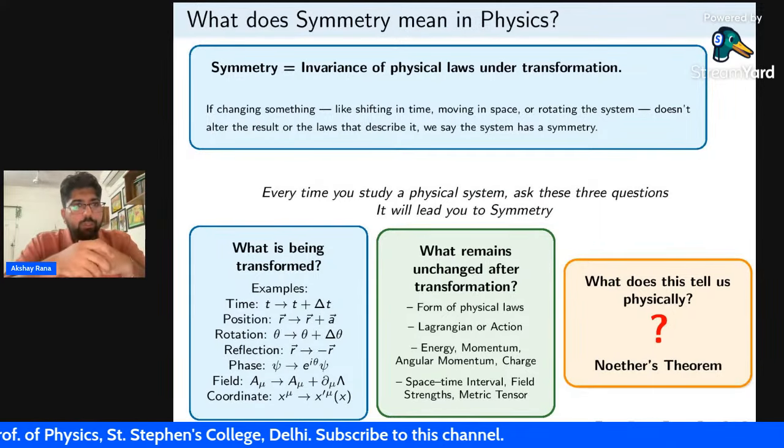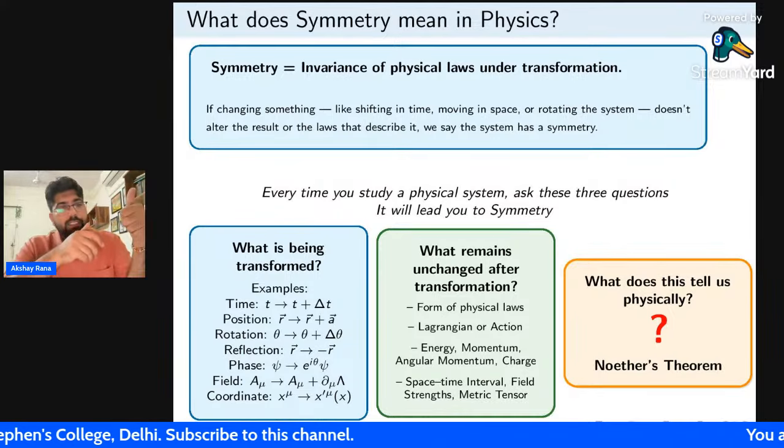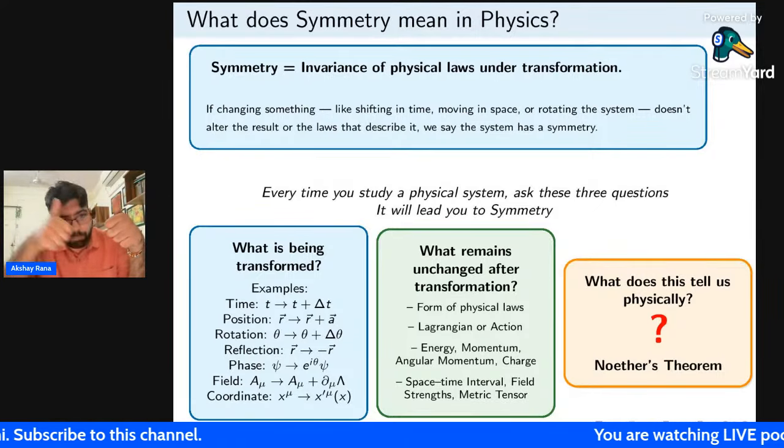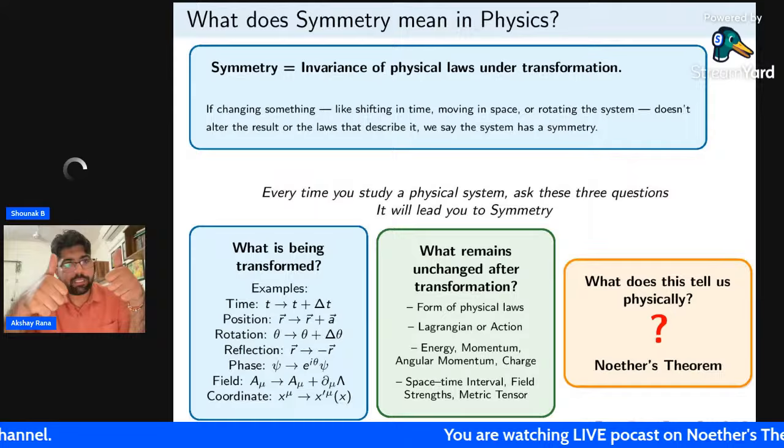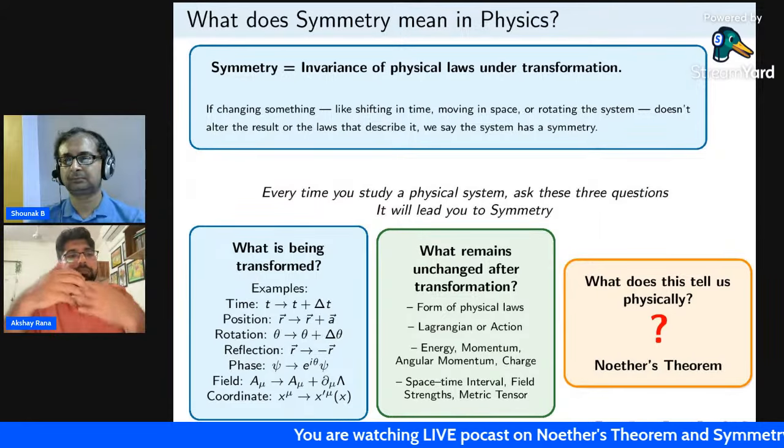Third thing is, if I'm making a certain change in the system, but the particular quantity or particular mathematical thing is not changing at all, what does it mean physically?